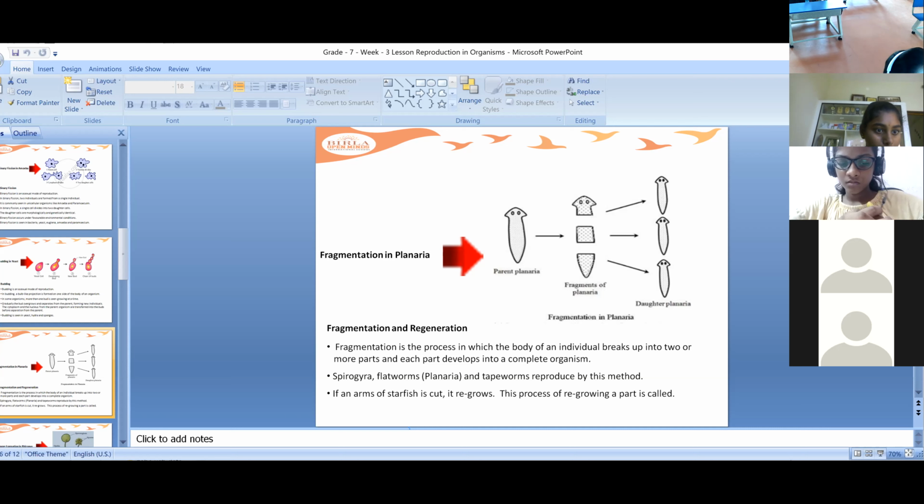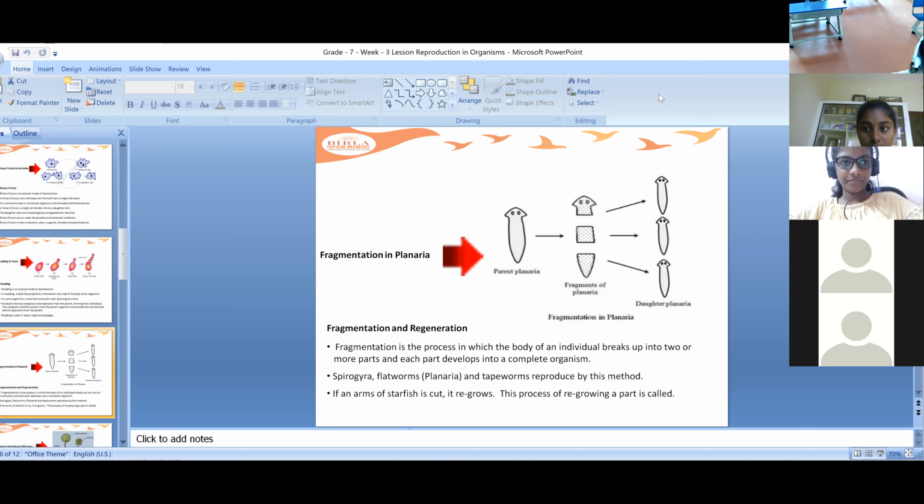So the three parts of this one parent planaria, it separated into three parts. It divided, it has been cut into three parts. It has not been cut manually, it has been cut naturally. So again, three new individuals are formed, but then there will be no parent planaria, because the parent planaria is divided into three. There will be no parent because it is being divided.